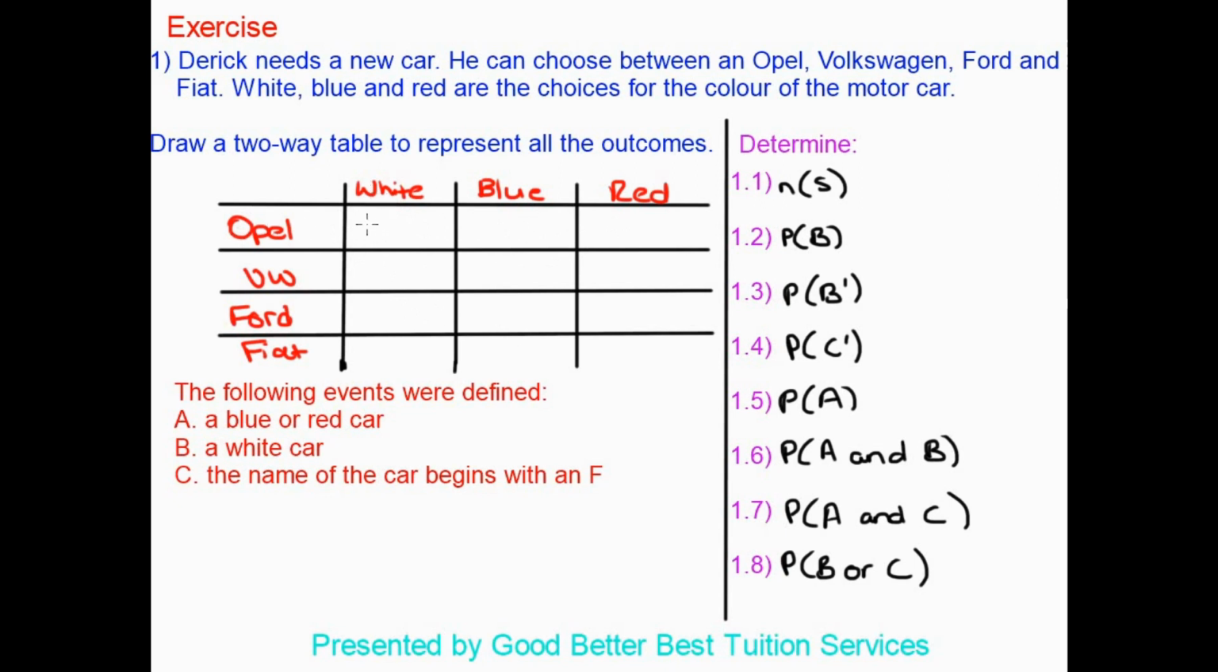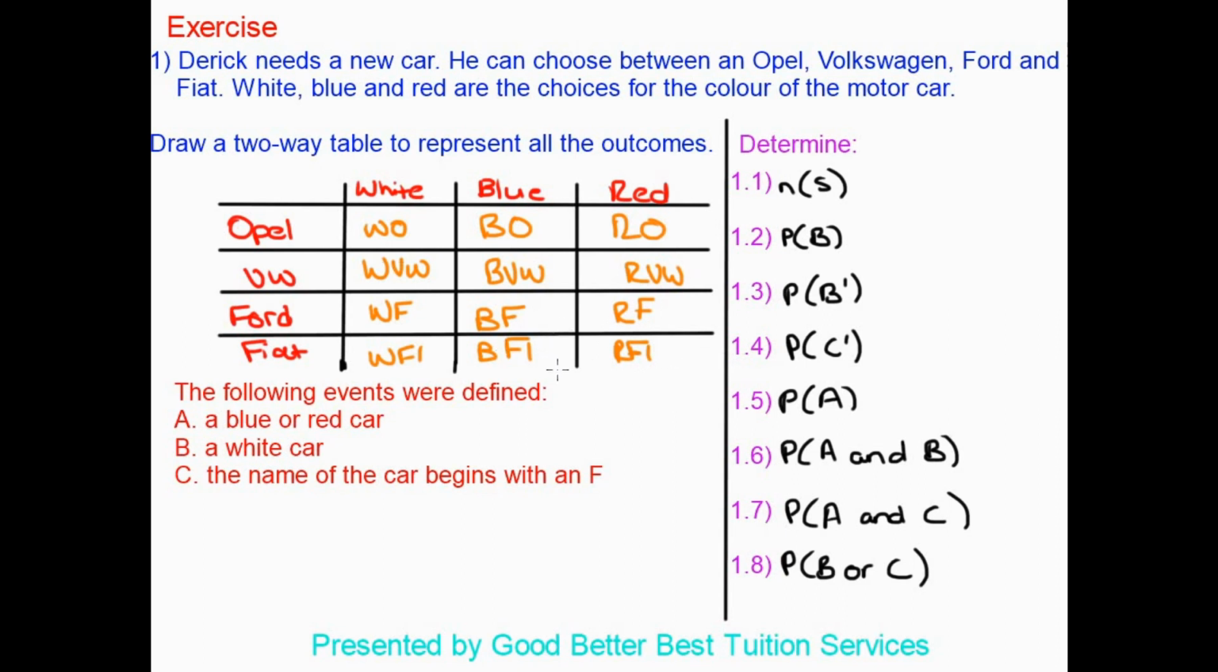So we have white and Opel. So we'll say it's a white Opel, a white VW, a white Ford, which I'll identify as F, and then a white Fiat, which I'll identify as I, sorry. And then a blue Opel, a blue VW, a blue Ford, and a blue Fiat over here, right? And we have a red Opel, a red Volkswagen, a red Ford, and a red Fiat.